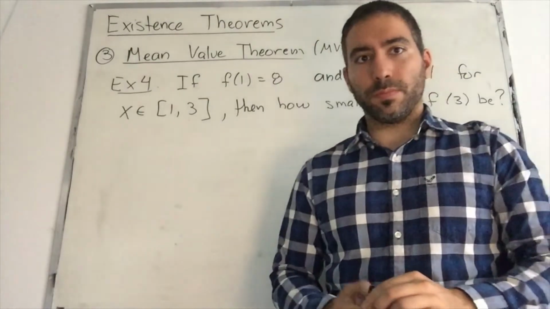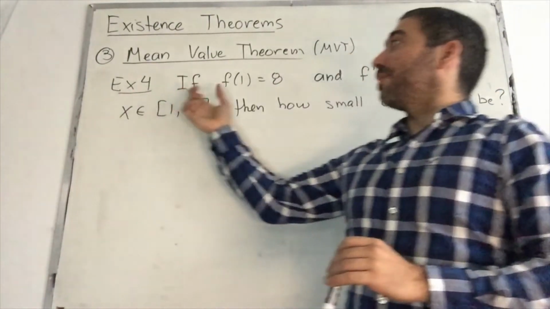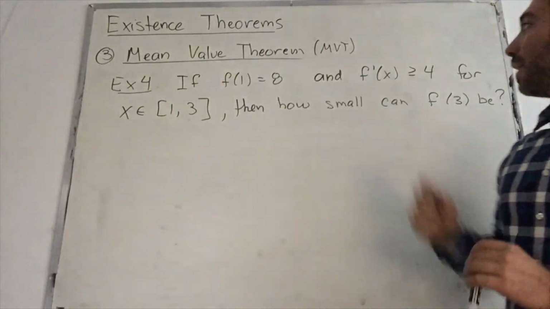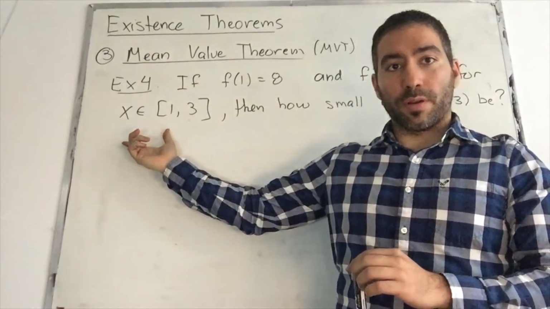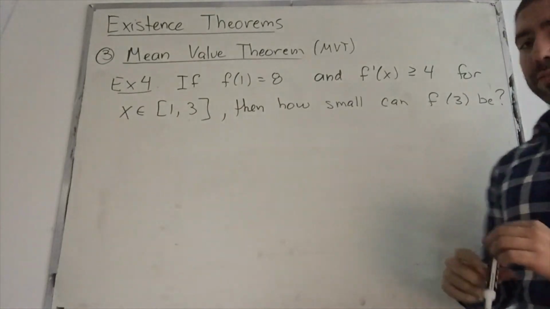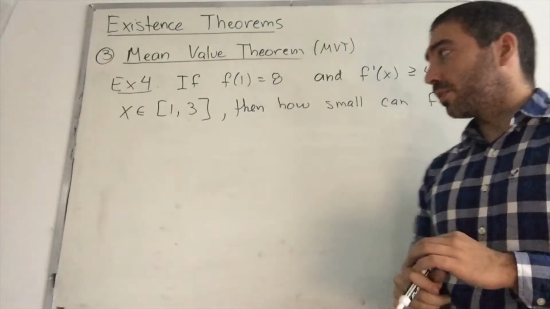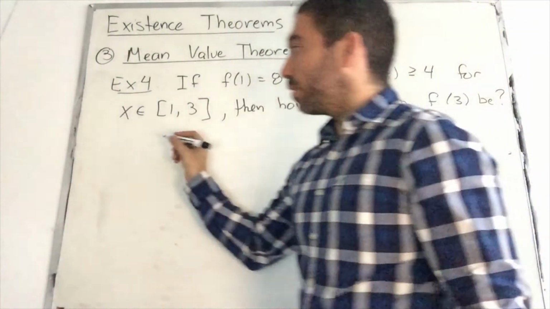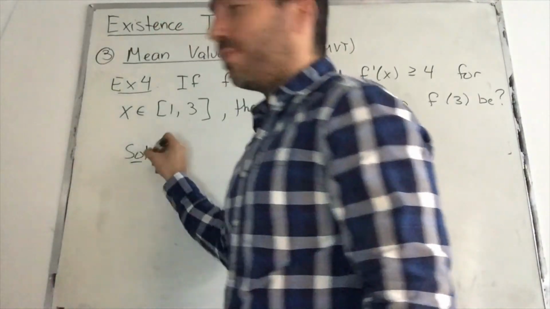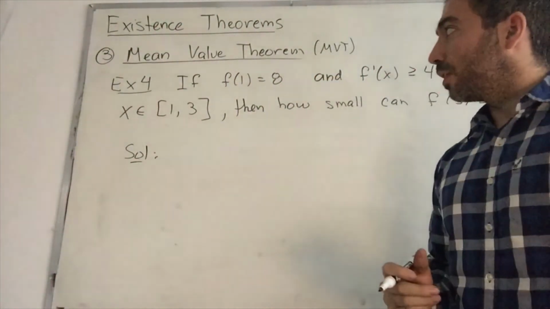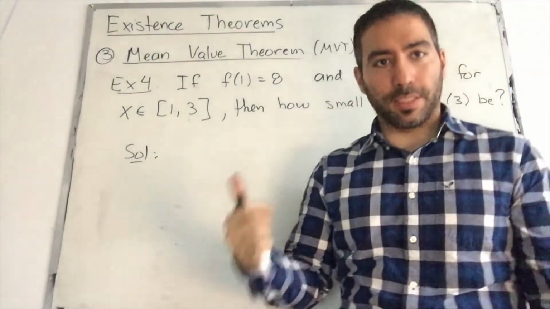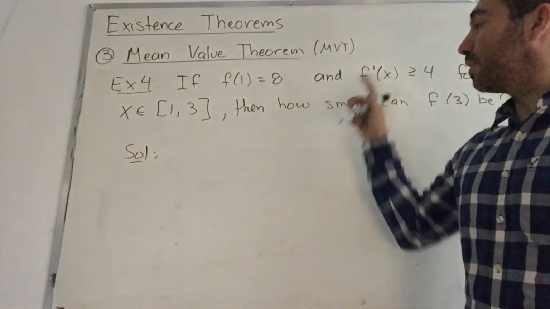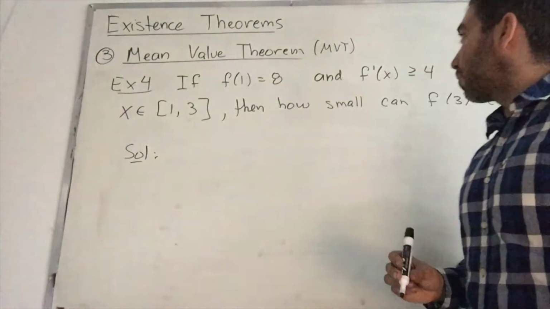Okay. So in this next example, we have: if f of 1 equals 8 and f prime of x is greater than or equal to 4 for x values in the interval between 1 and 3, then how small can f of 3 be? So let's go ahead and do that. In order to apply this, we need to use the mean value theorem, MVT. It's not given in the problem, but it should be stated that f is continuous and differentiable. Its derivative exists. f prime of x is greater than or equal to 4.